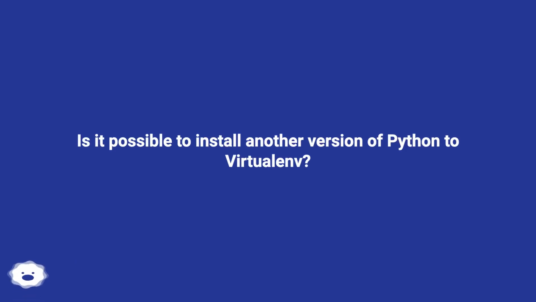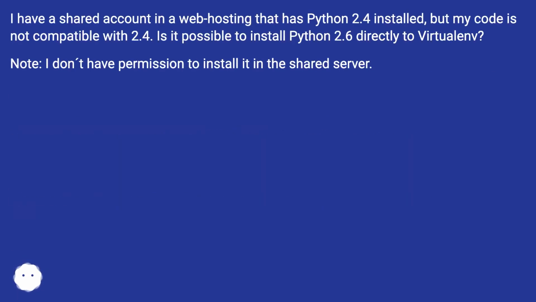Is it possible to install another version of Python to Virtualenv? I have a shared account in a web hosting that has Python 2.4 installed, but my code is not compatible with 2.4. Is it possible to install Python 2.6 directly to Virtualenv? Note, I don't have permission to install it in the shared server.